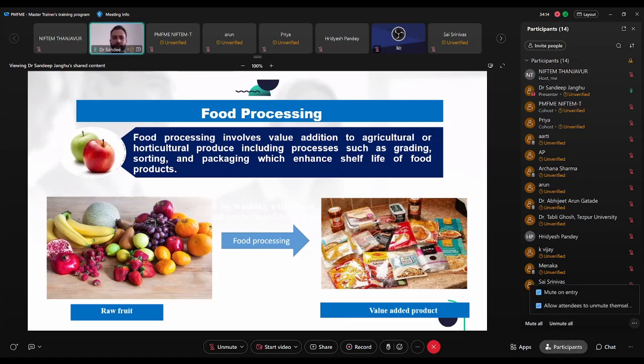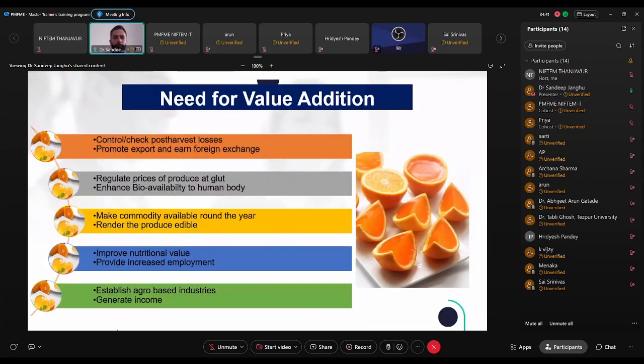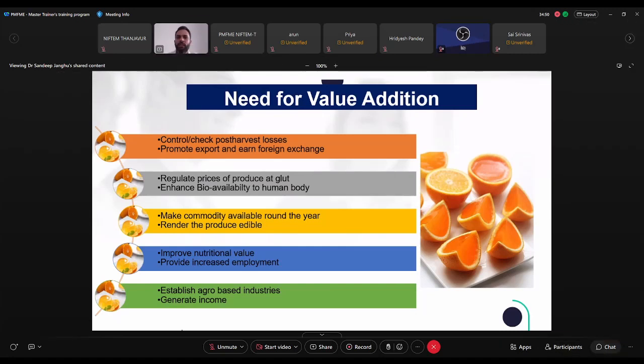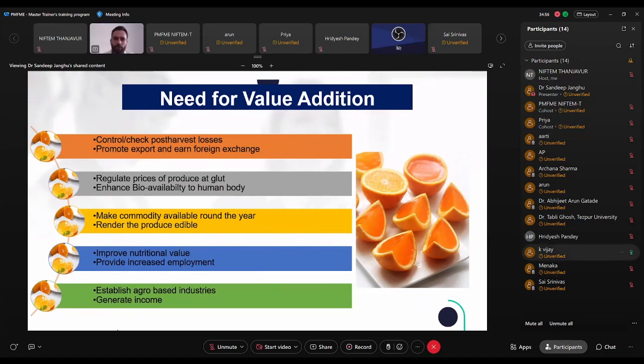Even cleaning, sorting, and grading after bringing the raw produce from the vegetable or fruit market, before keeping it in the refrigerator, comes under the category of primary processing. So processing may be primary, secondary, or tertiary, and the main purpose is to extend the shelf life. Along with that, processing and value addition help to earn foreign exchange, which strengthens the economy by promoting exports.